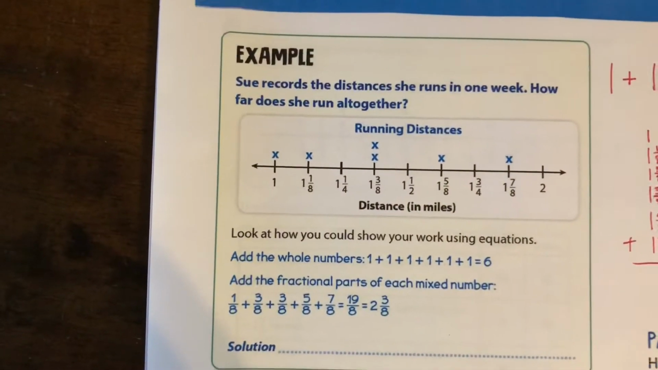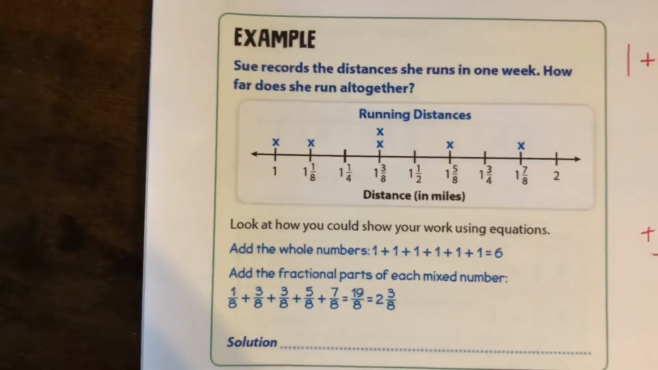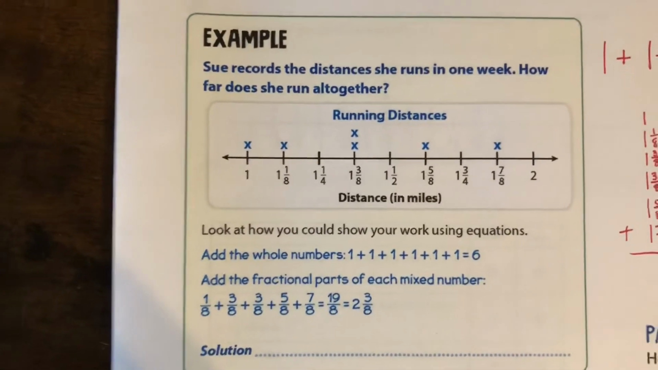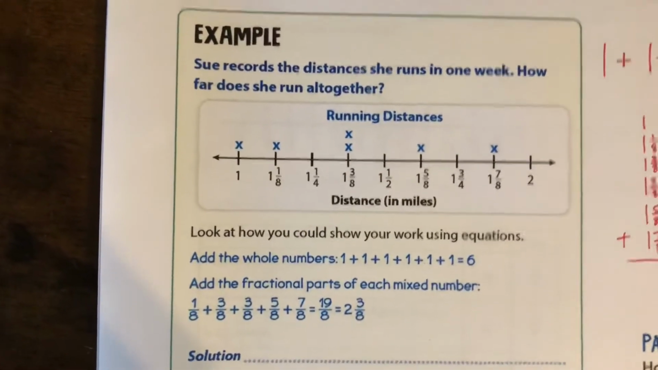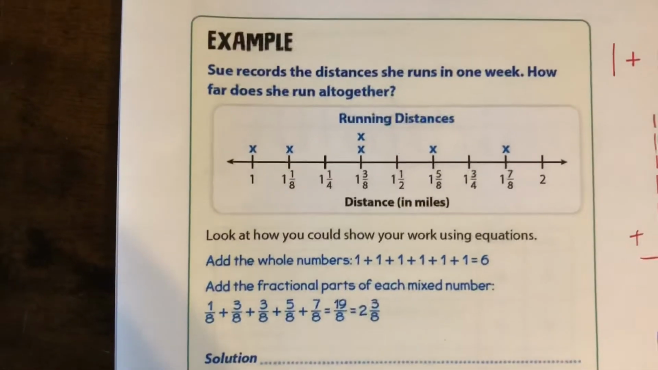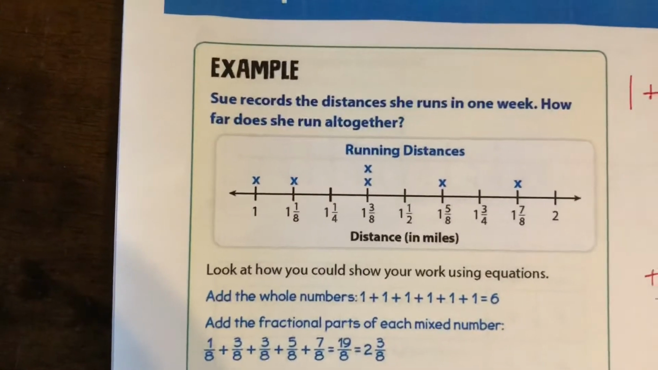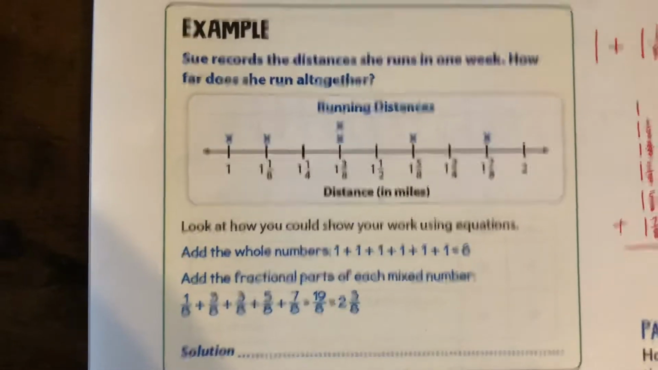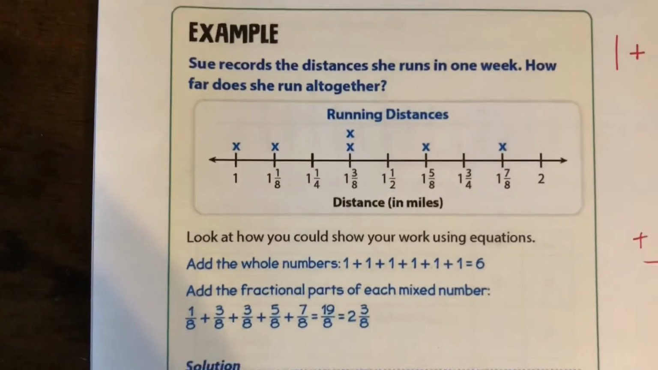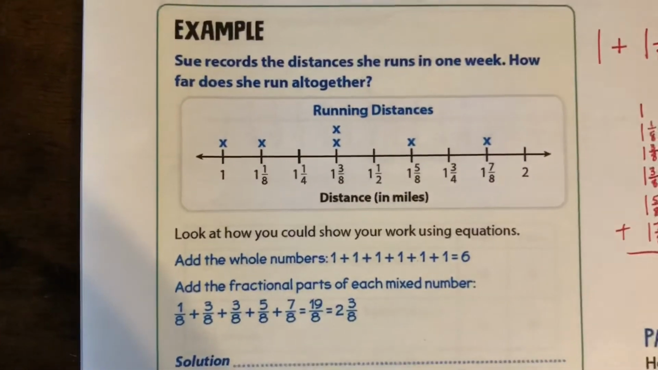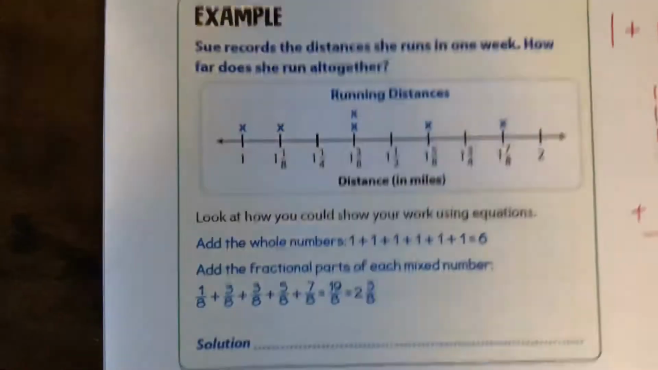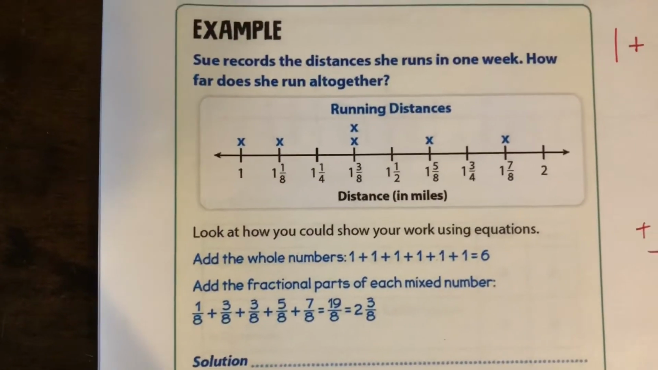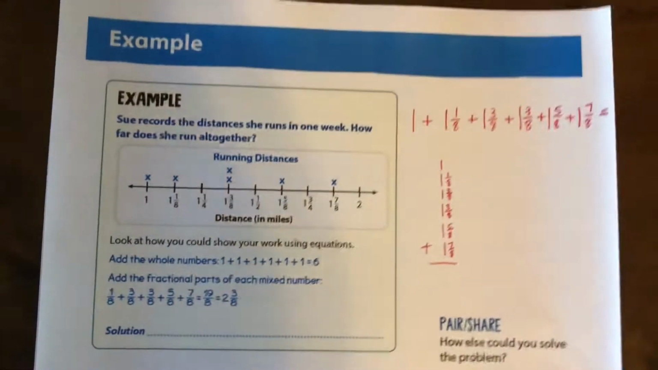Here's an example I'd like to show you that uses addition. It says Sue records the distances she runs in 1 week. How far does she run all together? I knew by reading the words all together it was add, and I love problems like this where the line plot is already drawn for you and you're just answering questions based on it. But there is something that makes this a little more difficult. These are mixed numbers, and to find out all together means that we're going to have to add every x that's represented on here.